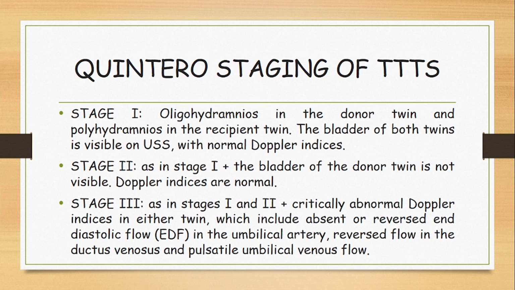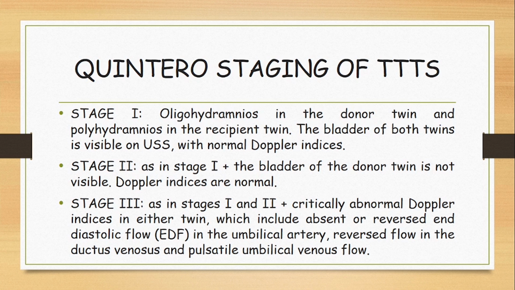Stage 1 is oligohydramnios in the donor twin and polyhydramnios in the recipient twin. The bladders of both twins in stage 1 are visible on ultrasound with normal Doppler indices. The only thing you will see is oligohydramnios in the donor twin and polyhydramnios in the recipient. Stage 2 is just like stage 1, but the bladder of the donor twin is not visible. The Doppler indices are normal.